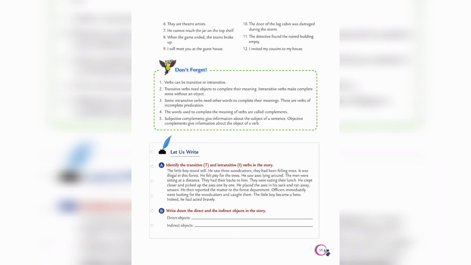Don't forget, 1. Verbs can be transitive or intransitive. 2. Transitive verbs need objects to complete their meaning. Intransitive verbs make complete sense without an object. 3. Some intransitive verbs need other words to complete their meanings. These are verbs of incomplete predication. 4. The words used to complete the meaning of verbs are called complements. 5. Subjective complements give information about the subject of a sentence. Objective complements give information about the object of a verb.